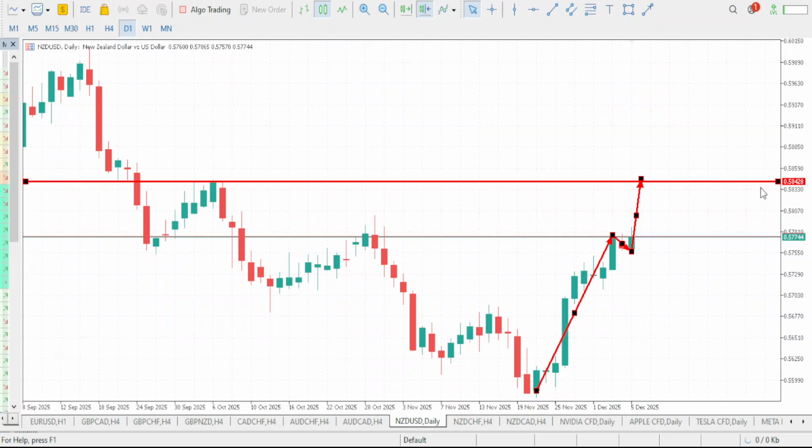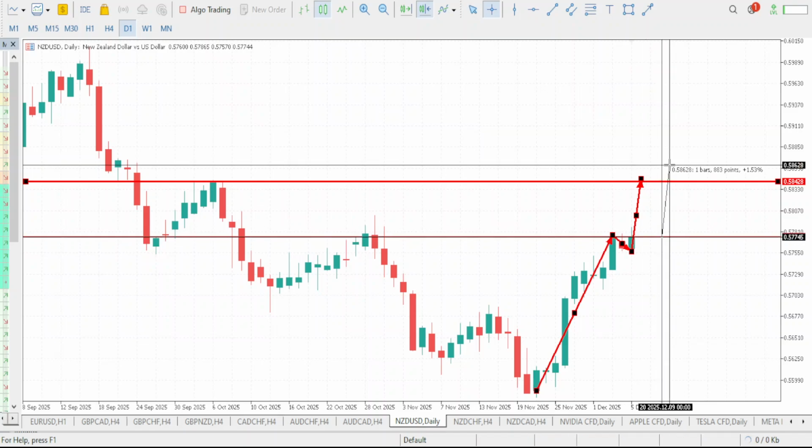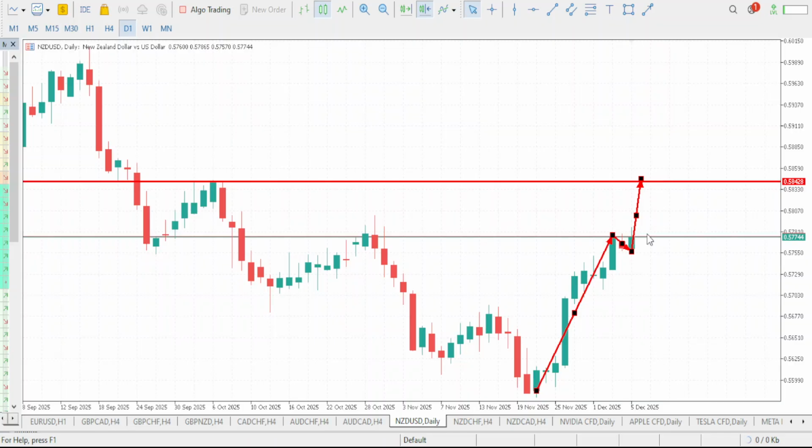This should be our target for the week, which is a level of 0.58428. I repeat, our target for the week will be a level of 0.58428. And guess what? We are most likely going to break above it. So bullish move is what we'll be anticipating for the week on New Zealand dollar US dollar.